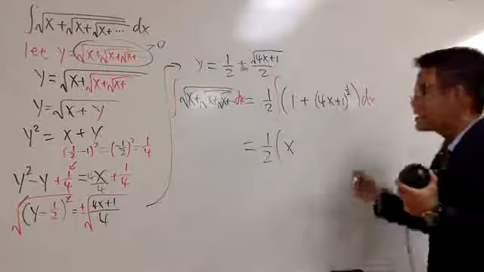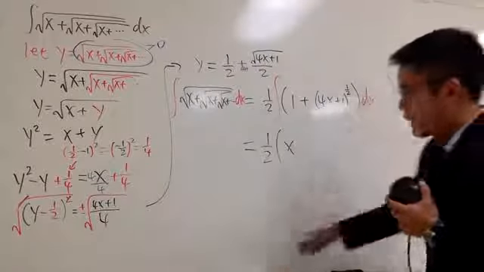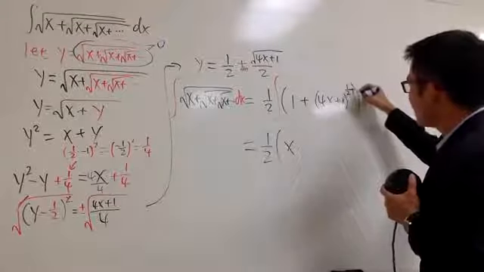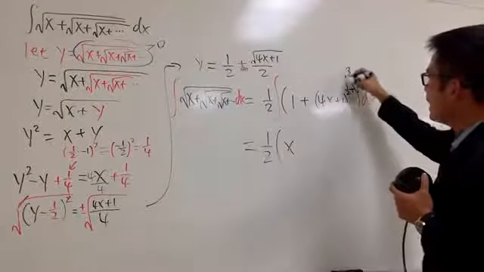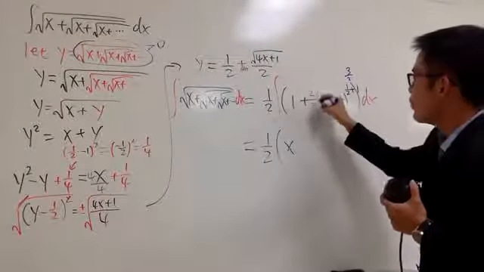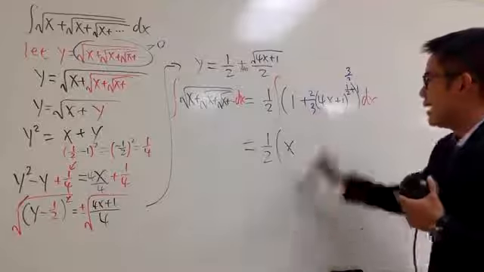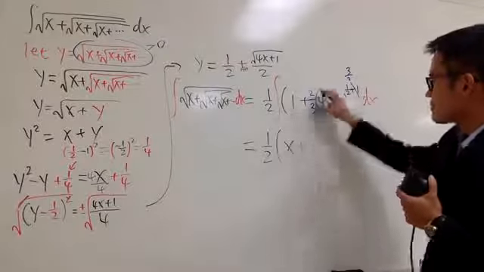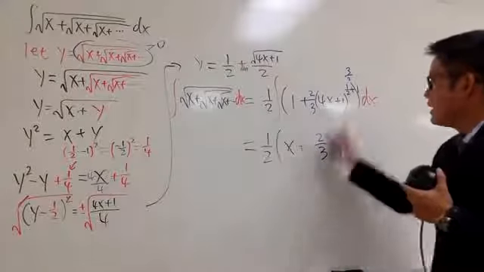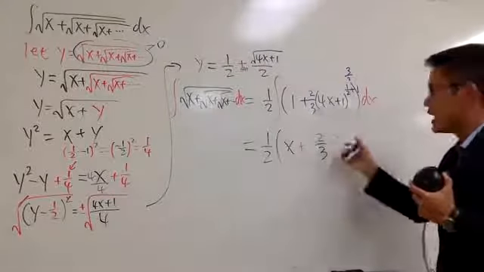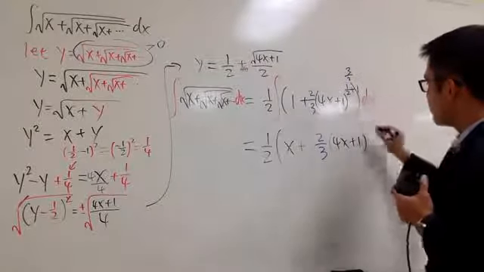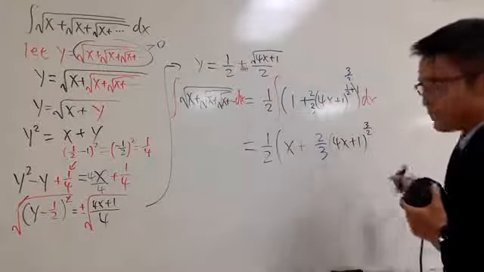To integrate that, you of course add 1 to the power first. Let me put it down in blue. You add 1 to the power and you get 3/2, divided by this power, which gives 2 over 3, right? So I'm going to put down plus. We have the 2 over 3 right here, and the inner function part stays the same. So let me write it down: 4x plus 1, raised to the 3/2 power now.